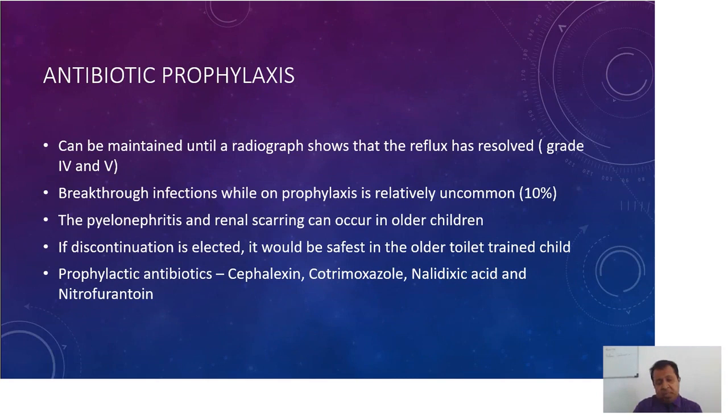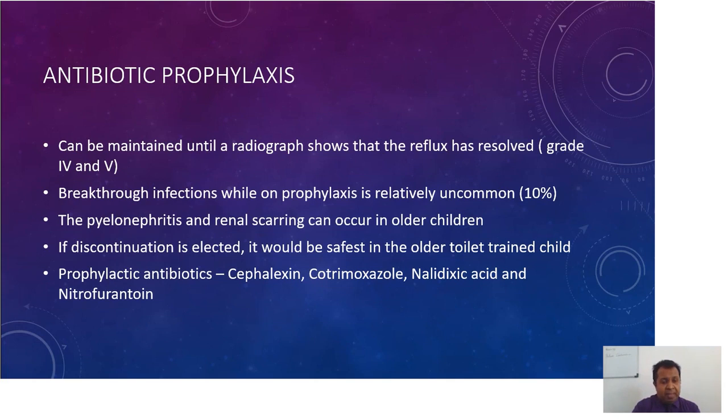The American Academy of Pediatrics even recommends maintaining prophylaxis until the radiograph shows that the reflux has resolved when it comes to grade 4-5 reflux. Another important fact is that breakthrough infections while on prophylaxis are relatively uncommon, around 10%. Therefore, with this evidence, in children with higher grade reflux, using antibiotic prophylaxis is recommended until such time they are assessed to have a low risk of recurrence.